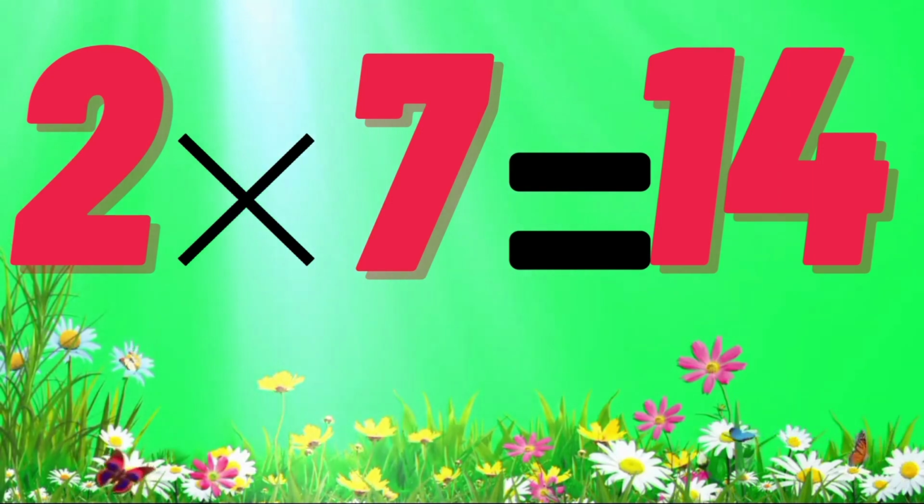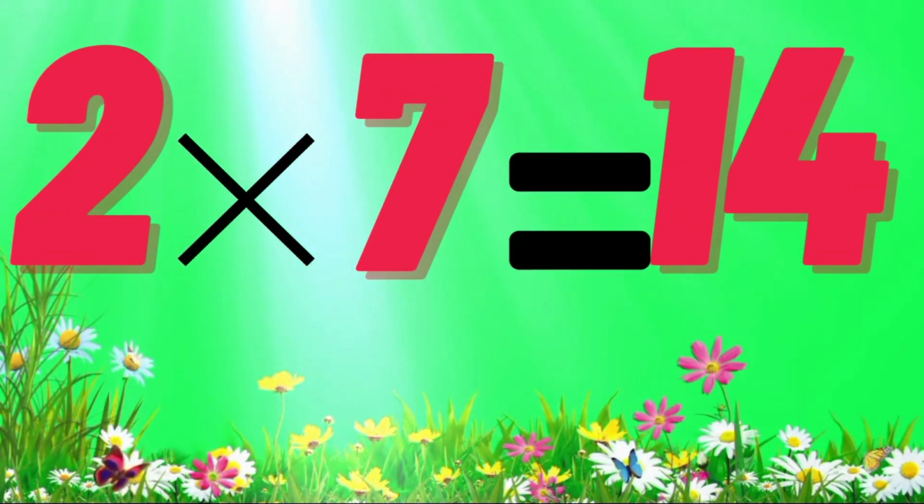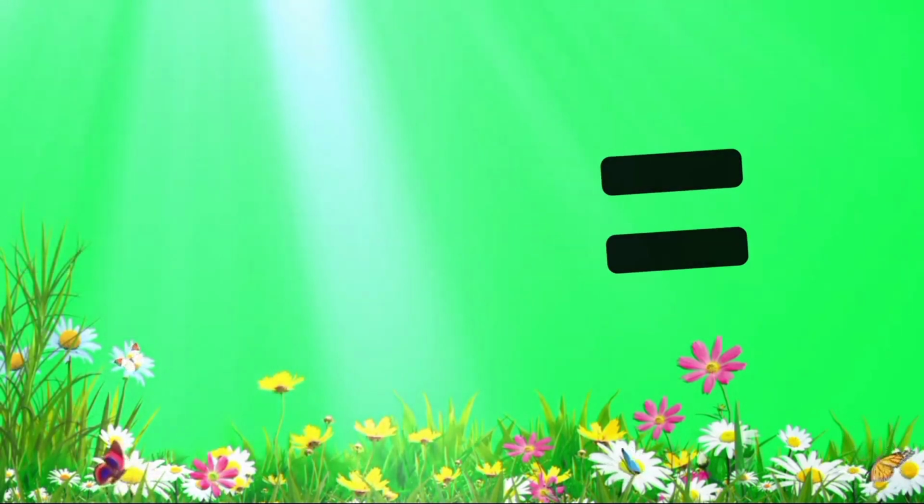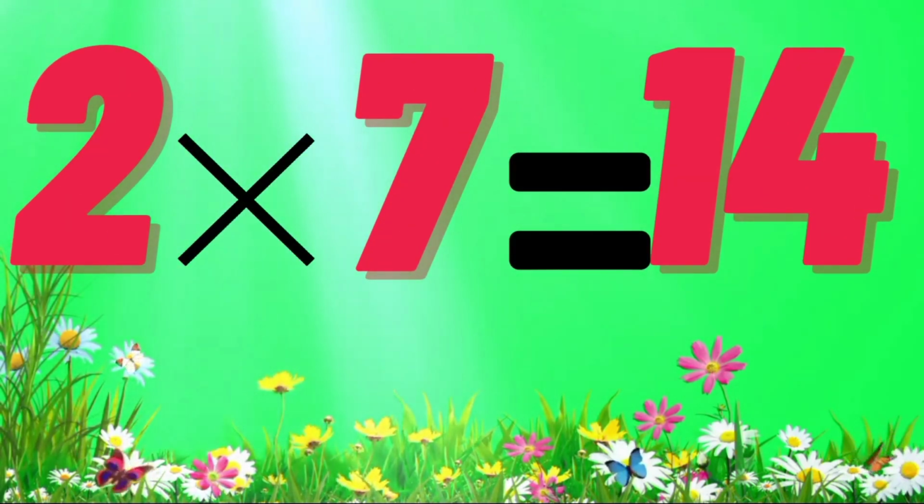Two sevens are 14. Two sevens are 14. 2 into 7 becomes 14. 2 sevens are 14. 2 7 times become 14.